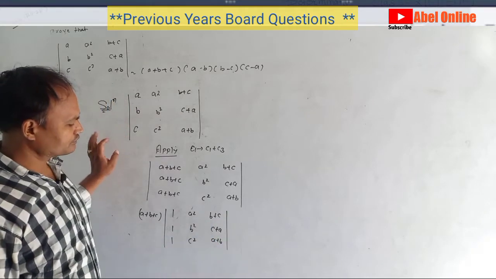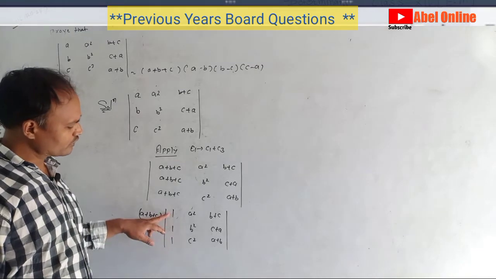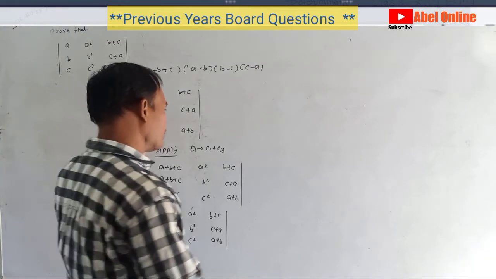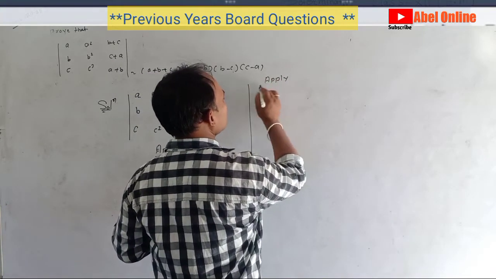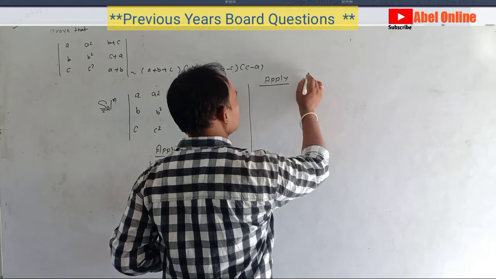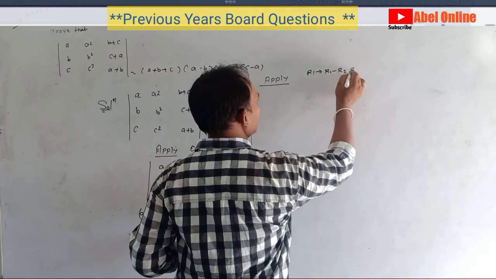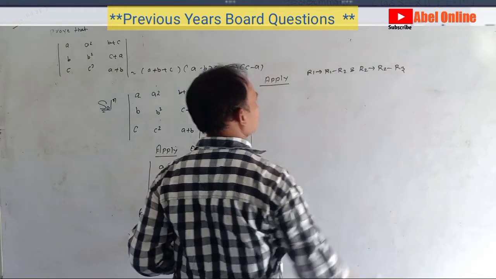Okay. Now what can we do? When we have 1, 1, 1, we are going to subtract this minus this and this minus this. So what operation can we apply now? I am going to apply R1 tends to R1 minus R2 and R2 tends to R2 minus R3.